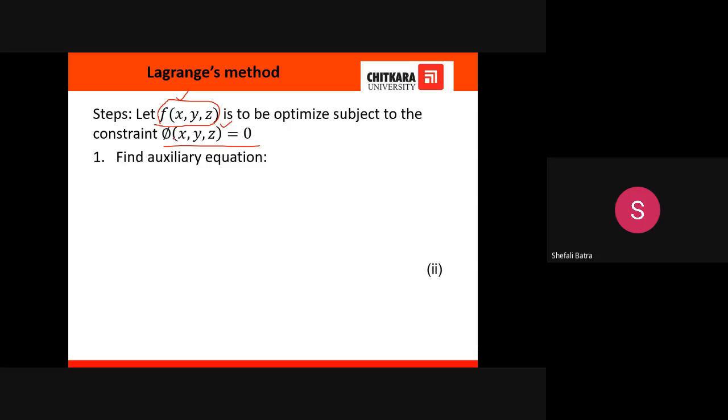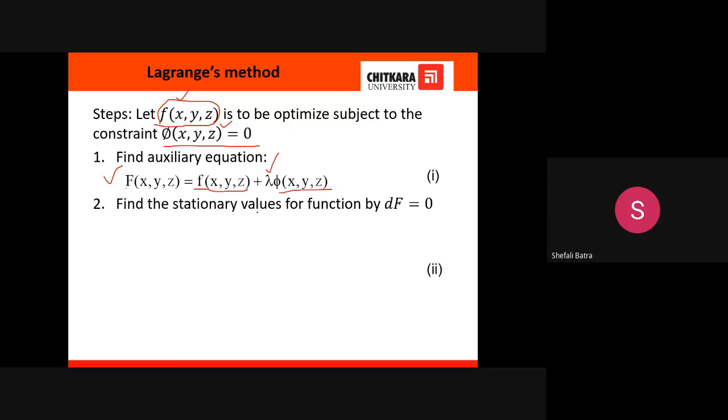So step number 1, find the Lagrange function. The Lagrange function is this: capital F is equal to small f plus lambda phi. Lambda is your multiplier, right? That is why this is known as the Lagrange multiplier method. This is the function which is maximum or minimum, and this is your constraint. First construct a Lagrange function, then find the auxiliary equations by differentiating it. To find the stationary value, we'll be putting dF is equal to 0.